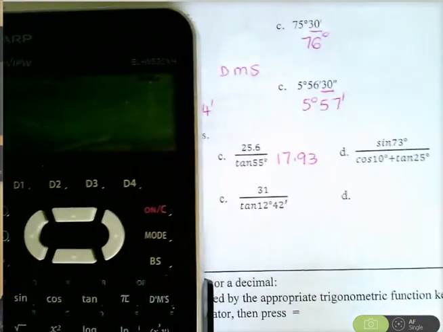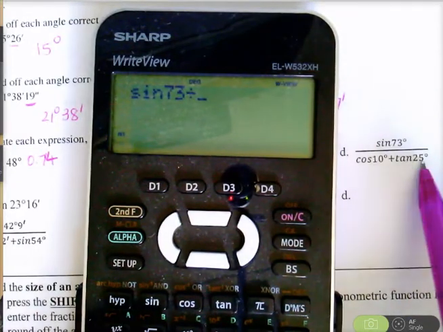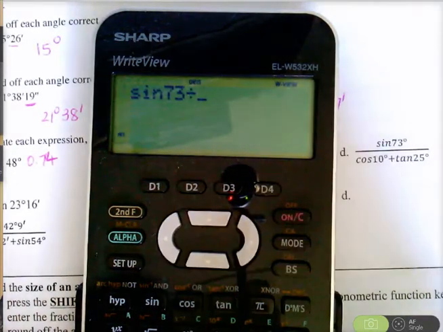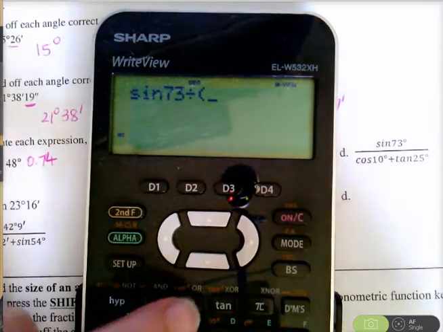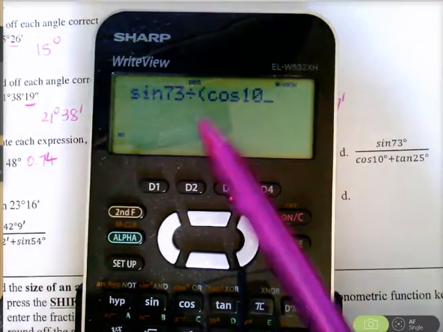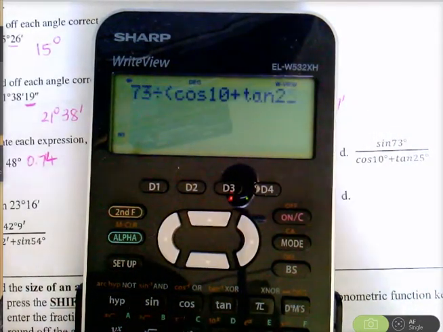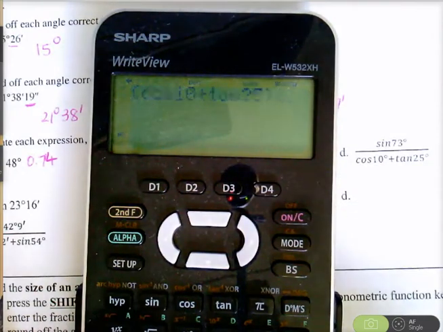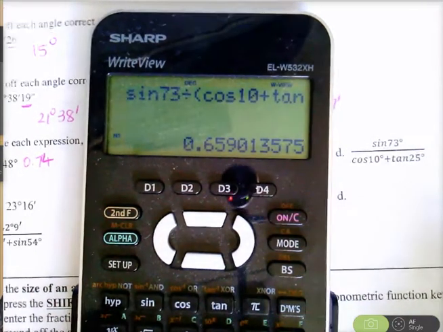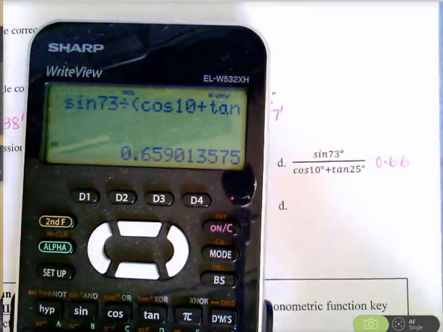And just cancelling, the last one is sine of 73 divided by the entire denominator. So you need to put brackets for the denominator. So brackets, cos 10. Now you don't need to put the degrees. It knows that you're in degrees because it's got the DEG there. Cos 10 plus tan 25. Close your bracket and you will get 0.659, which is 0.66 to 2 decimal places.